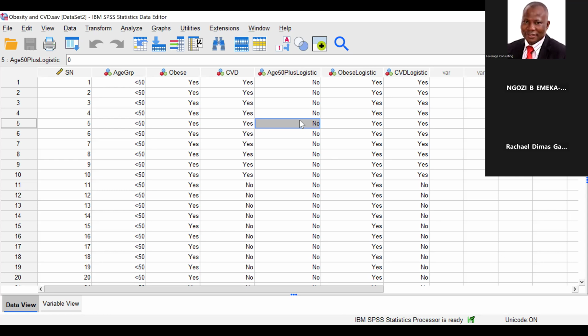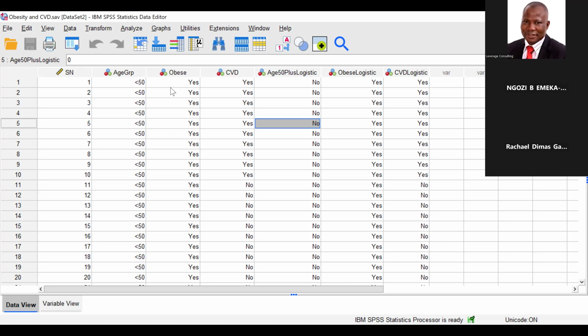This one we just did is simple regression, because there is only one outcome, which is cardiovascular disease, and one exposure, which is obesity. But if you want to introduce another one, which is age above 50 or not, I've categorized it also. I've created the dummy. So what I did is what we call dummy.